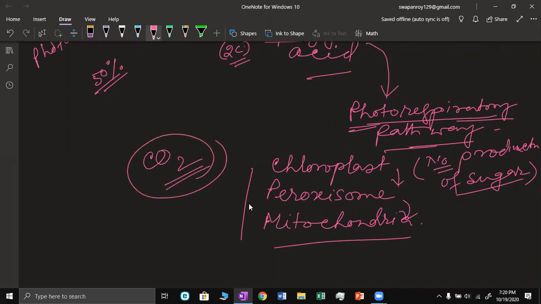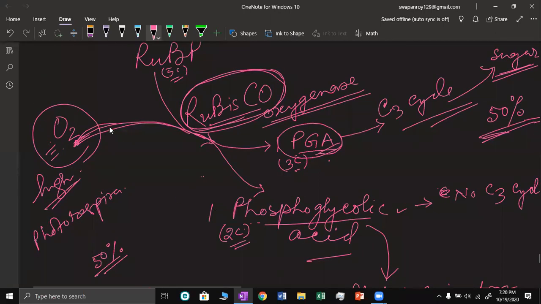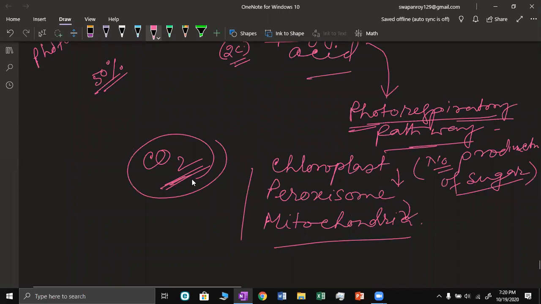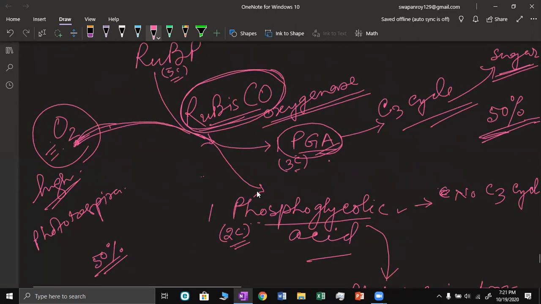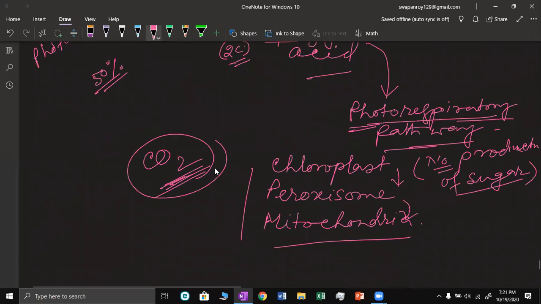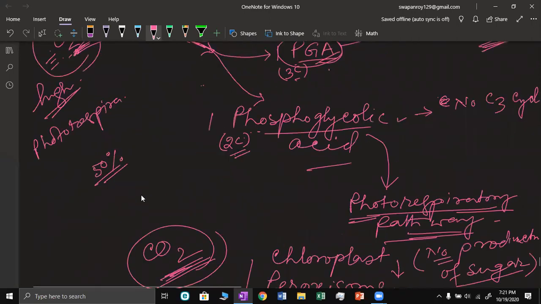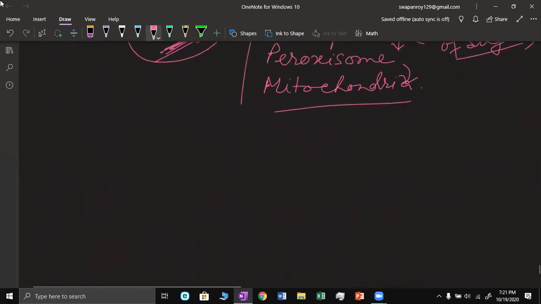Okay, so what is happening? Oxygen is absorbed, carbon dioxide is released. So it is like respiration. In respiration, oxygen is absorbed and carbon dioxide is released. Here also in the photosynthetic system, due to this enzyme, oxygen is absorbed and carbon dioxide is produced. No sugar is produced, so it is called photorespiration. And this takes place only in the presence of light.